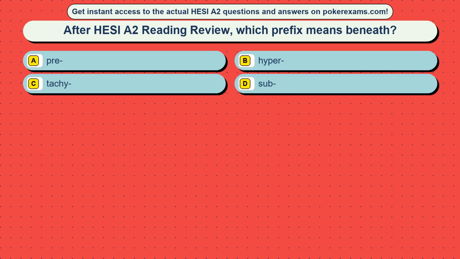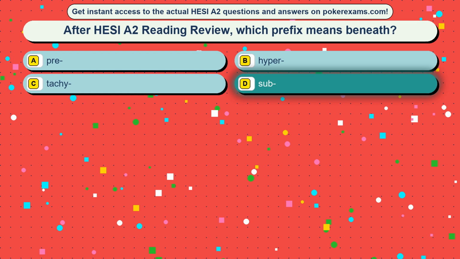Question 46. After HESI A2 reading review, which prefix means beneath? Option A, pre. Option B, hyper. Option C, tachy. Option D, sub. The correct answer is option D, sub.